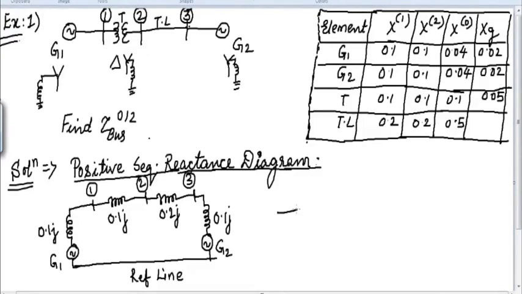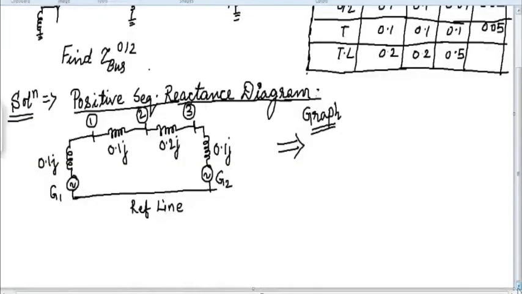From this positive sequence reactance diagram we have to draw the graph, then highlight the tree and cotree, because you know what is the procedure of finding the Z bus using algorithm, right? So we require a graph, we require a tree and cotree, and then only we will be in a position to start with the finding of Z bus by using the algorithm technique, right? So we will draw the graph here in this way.